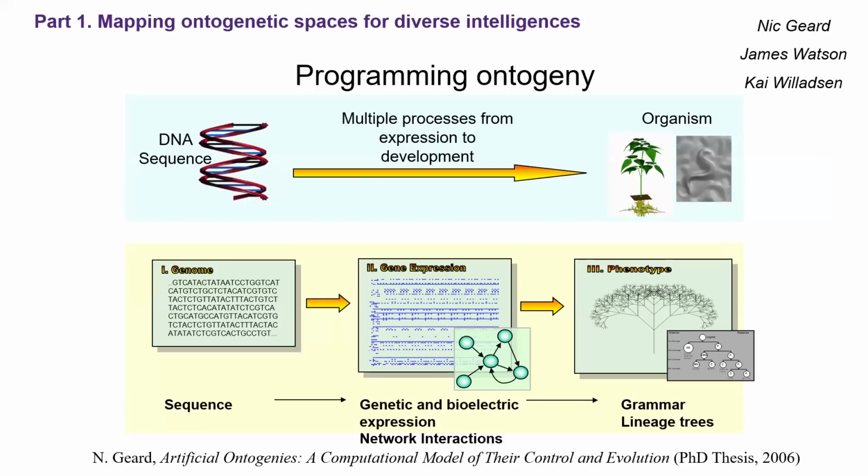Okay, so starting with the first part, trying to think about how we map an ontogenetic space. What does that mean? So what is development from a computational perspective? So this is an old project with three quite remarkable PhD students, Nick Gibb, James Watson, and Kai Willitson. And we were looking at how you'd go from a DNA sequence. At the time, we were thinking of them as the genome. Now we'd be thinking about the expression of that, gene expression, bioelectric expression, in the network interactions as this intermediate representation. And then James was looking at L systems to grow plants, and Nick was looking at lineage trees.